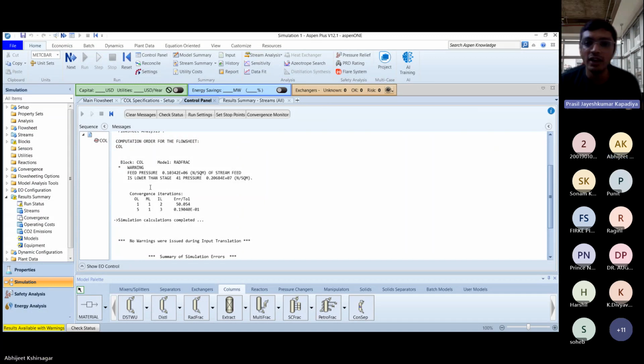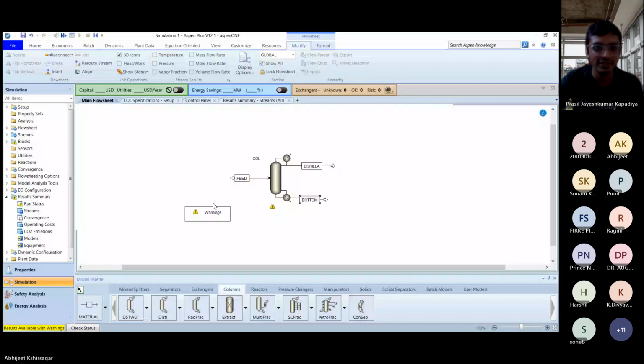So what did we learn? Feed pressure should be higher than column pressure. So now go again to the flowsheet part and change some pressure. Our feed is, I guess, at 15, so go for 14.5 and see what happens. You should understand that the warning also means it's not completely correct. You are getting some warnings in your simulation.